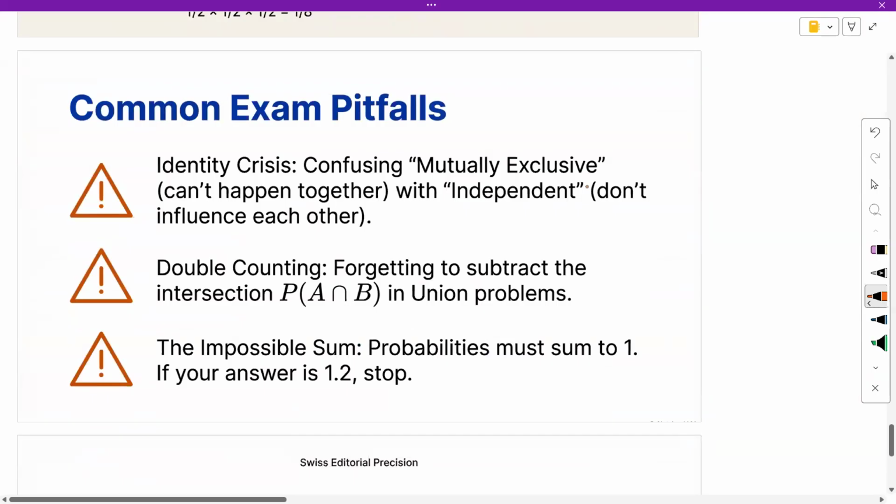Common exam pitfalls, common mistakes. Identity crisis: confusing mutually exclusive with independent. Mutually exclusive means they can't happen together, while independent events don't influence each other. Students are confused, but those two are not opposites; these are two separate things. Double counting: forgetting to subtract the intersection, so it's a union problem. The impossible sum: probabilities must sum to 1, so your answer cannot be more than 1.